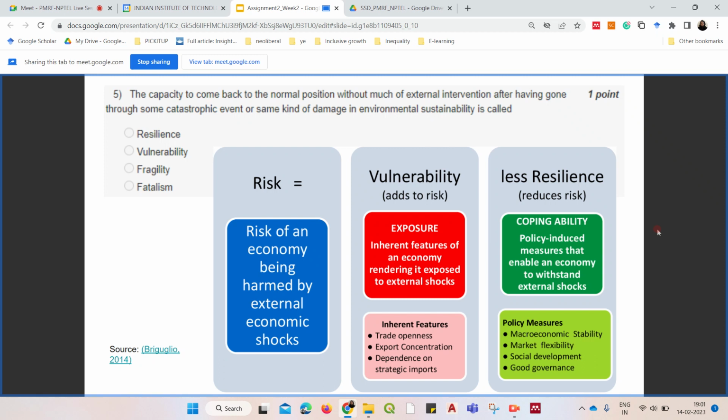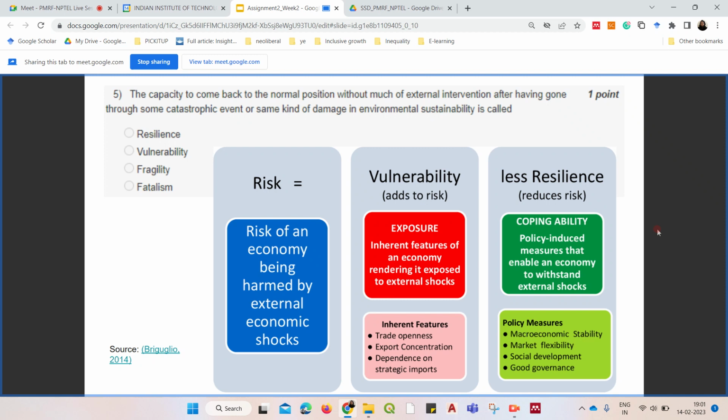So for example, they have taken the example of economy here. If the economy has trade openness, does it have export concentration, is it dependent on strategic imports of such things? So these are the kind of inherent features which make an economic system less or more vulnerable.